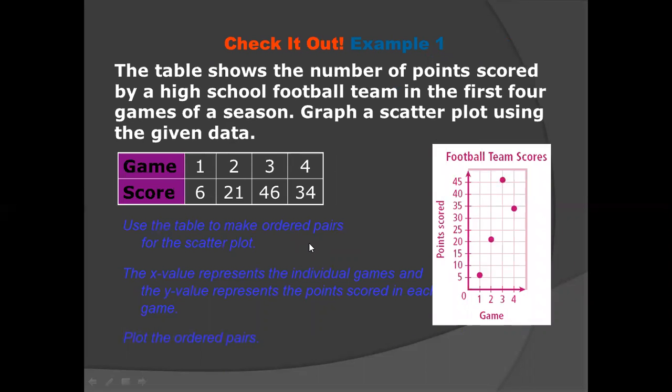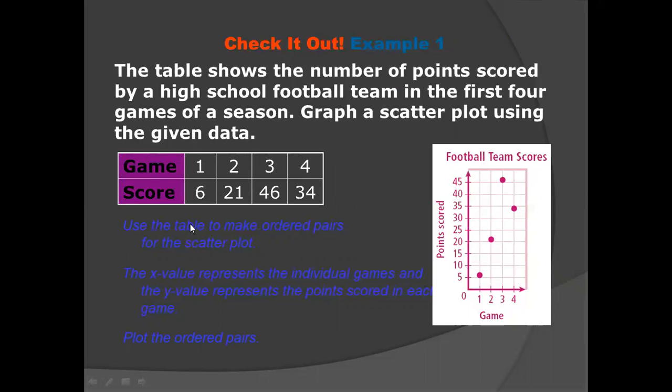In this example, the table shows the number of points scored by a high school football team in the first 4 games of a season. Graph a scatter plot using the given data. As in the previous example, we represent the x-axis as game and the y-axis represents score. Take each ordered pair and plot it in our graph.